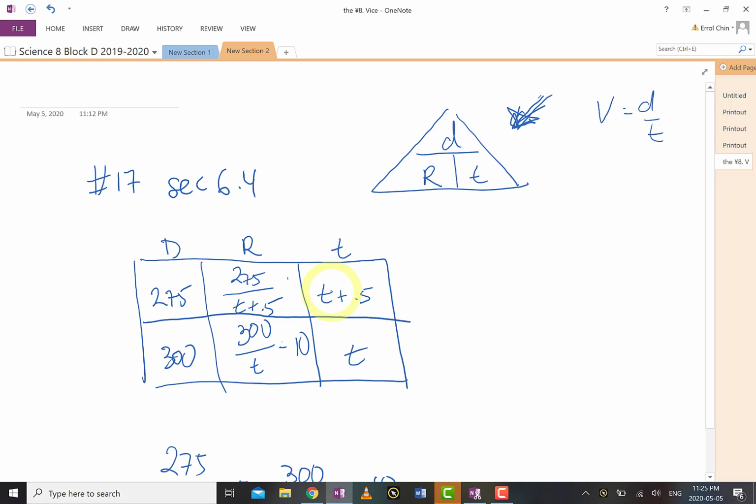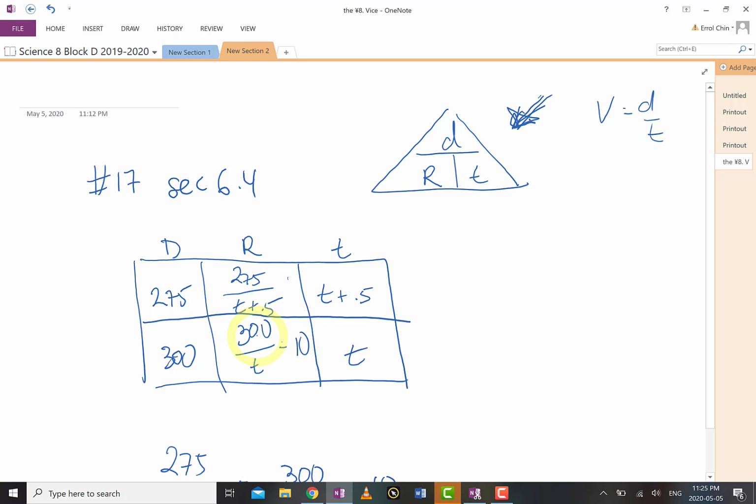So half an hour longer, we convert that to 0.5 hours. The other one's just regular time, right? This one's half an hour longer, so it's whatever the amount of time is plus 0.5, and this is just the regular time. So based on what we know, the speed in which something travels is distance divided by time. So this is 275 divided by t plus 0.5.